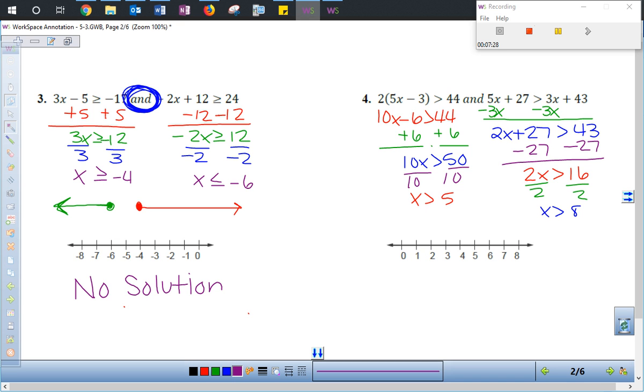Now I can graph my helper graph. So x is greater than 5, that's going to be an open dot over 5 with an arrow going to the right. And x is greater than 8 is going to be an open dot on 8 with an arrow to the right.